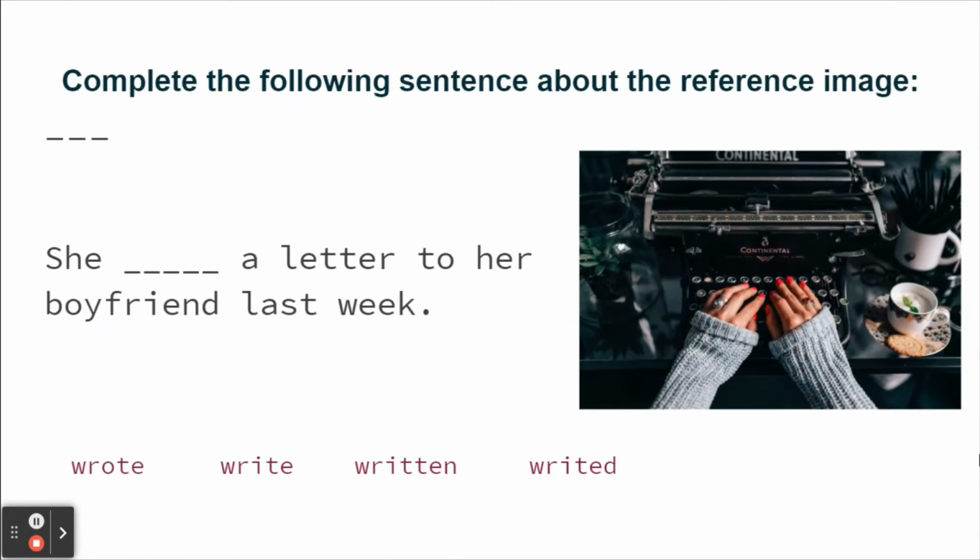let's look at the next one again. Refer to the image, and here is our sentence. She blank a letter to her boyfriend last week. So which one is the past tense of the verb? Okay.